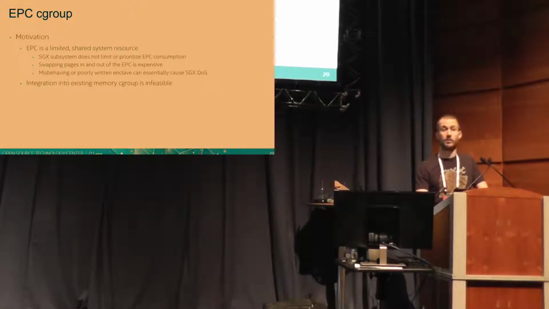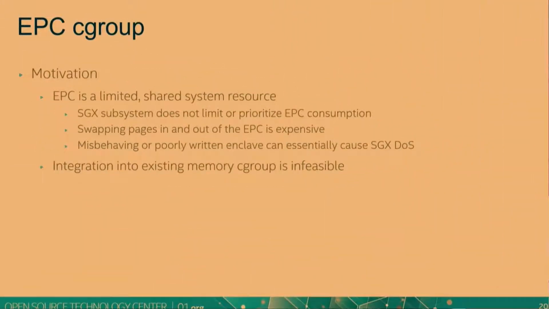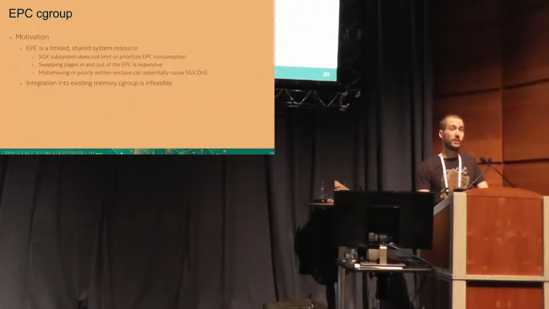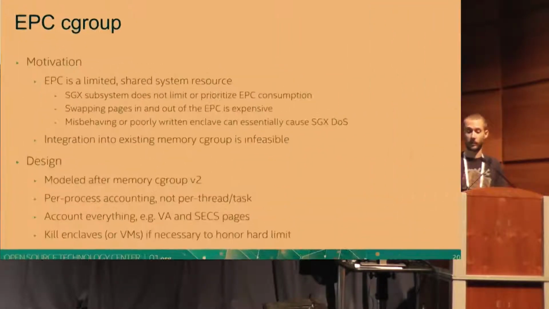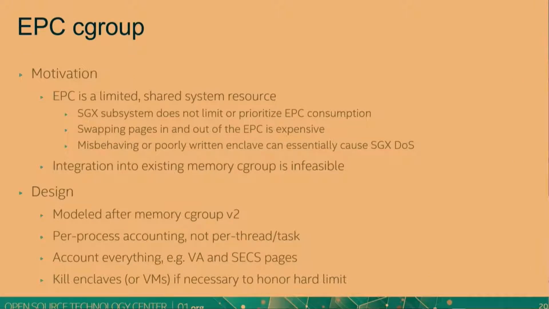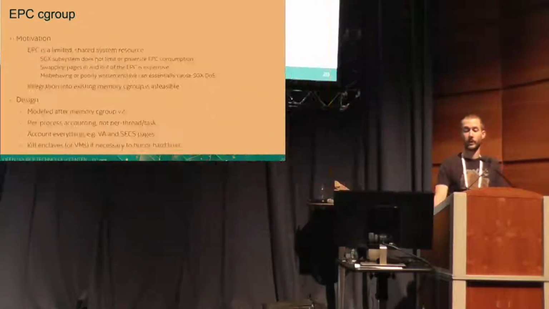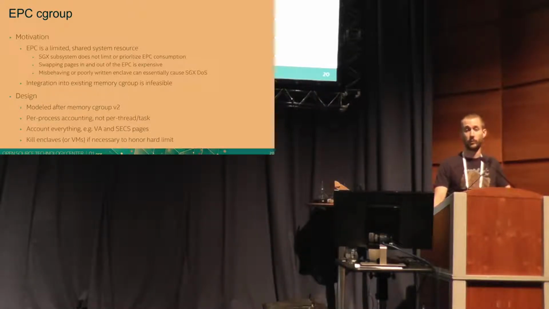The other thing in the works is an EPC cgroup. The main motivation here is that EPC is very limited and it's a shared resource. For example, a misbehaving or poorly written enclave can basically do a whole denial of service for all of SGX, also because getting stuff in and out of the EPC is extremely slow. Real quick on that one, it's loosely modeled after, if you're familiar with cgroups, the version 2 memory cgroups, and just accounts everything. So that's the other piece of virtualization that's in the works.